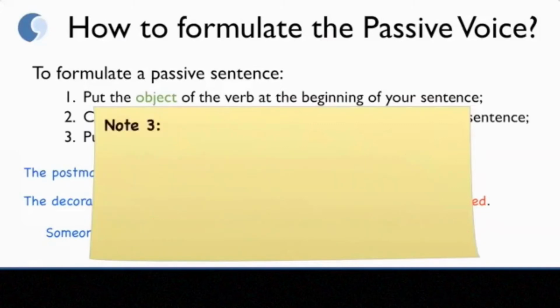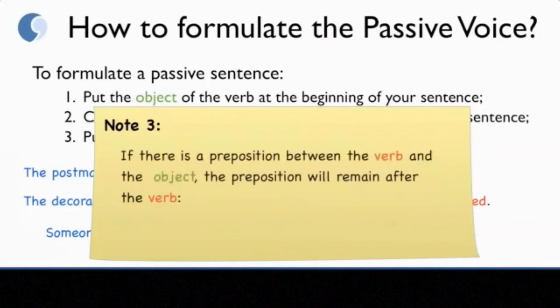And final note: if there is a preposition between the verb and the object, the preposition will remain after the verb. For example, they talked about the issue. The issue was talked about.